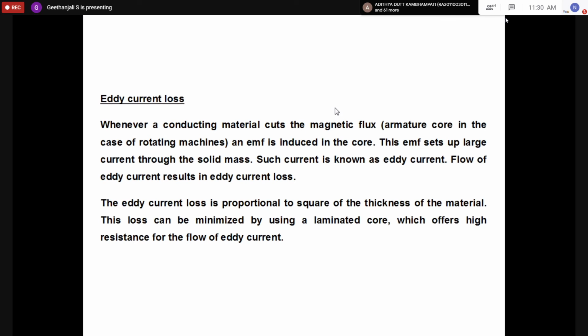So whenever a conducting material cuts the magnetic flux, an EMF is induced in the core. This EMF sets up a large current through the solid mass. Such current is known as eddy current flow. Flow of eddy current results in eddy current loss.